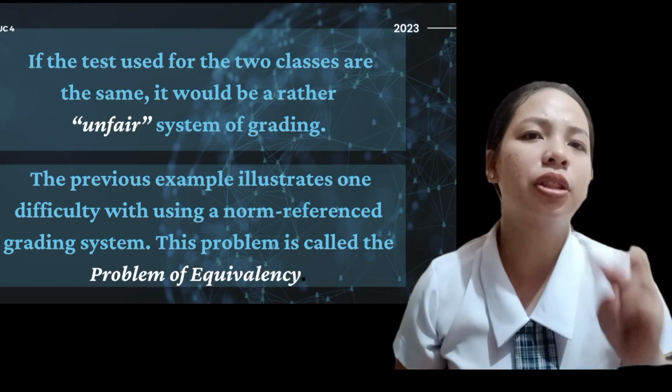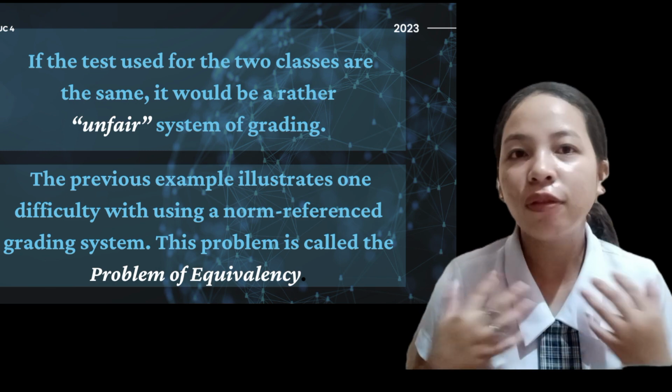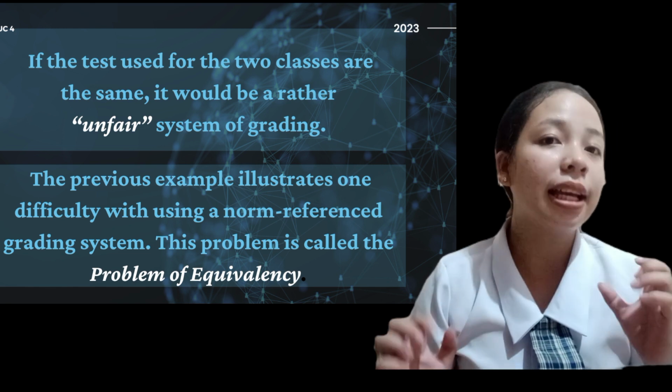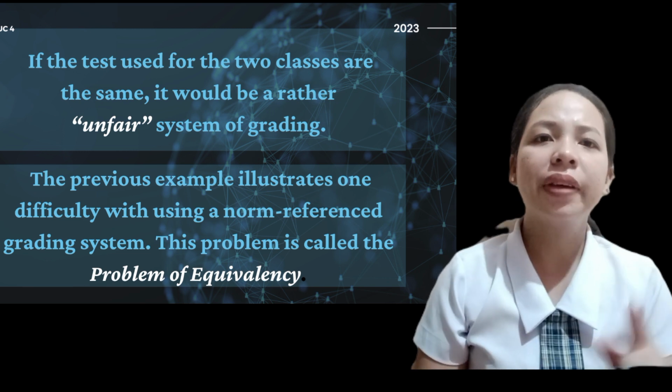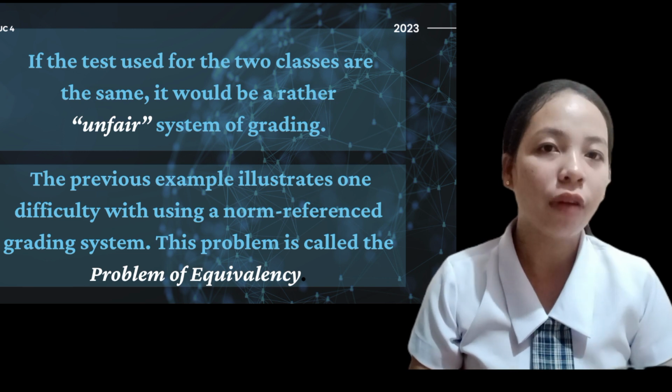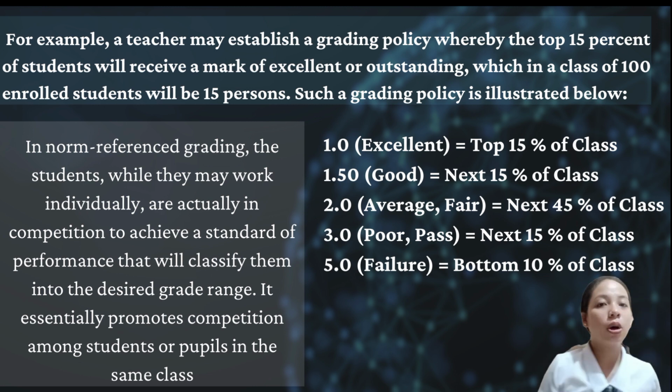If the test used for the 2 classes is the same, it would be a rather unfair system of grading. The previous example illustrates one difficulty with using a norm referenced grading system. This problem is called the problem of equivalency. For example, a teacher may establish a grading policy whereby the top 15% of students will receive a mark of excellent or outstanding, which in a class of 100 enrolled students will be 15 persons. Such a grading policy is illustrated below.